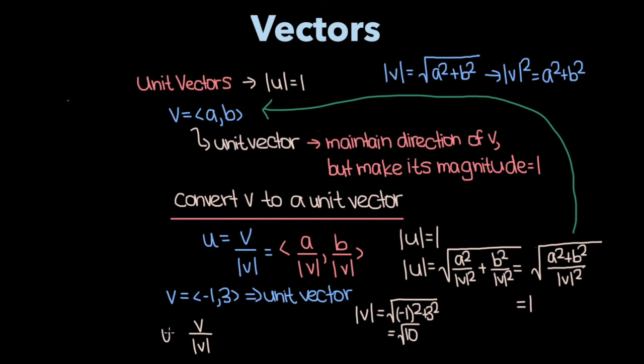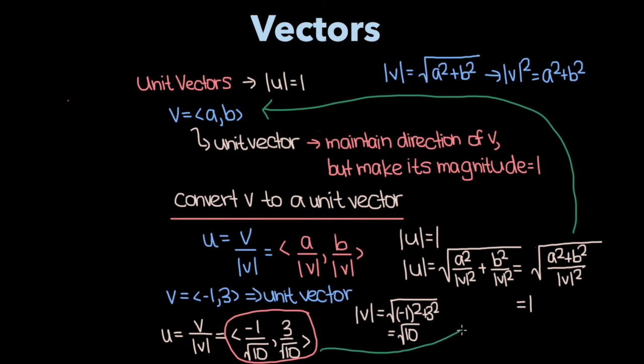And so the unit vector u for the vector v is the horizontal component of v, which is -1, over the magnitude of v, which is root 10, comma, the vertical component of v, which is 3, over the magnitude of v as well. This unit vector u will have the same direction as v, since we multiplied by a positive coefficient, and its magnitude will be equal to 1, as we showed in this proof.